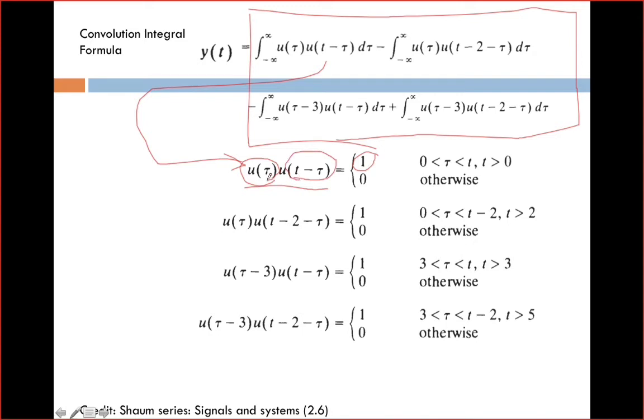Here tau can take values from 0 to infinity. Here it is different because this is t minus tau. So this tau will take values from 0 to t. Hence it is represented like 0 is less than tau is less than t, and the other condition is t is greater than 0.